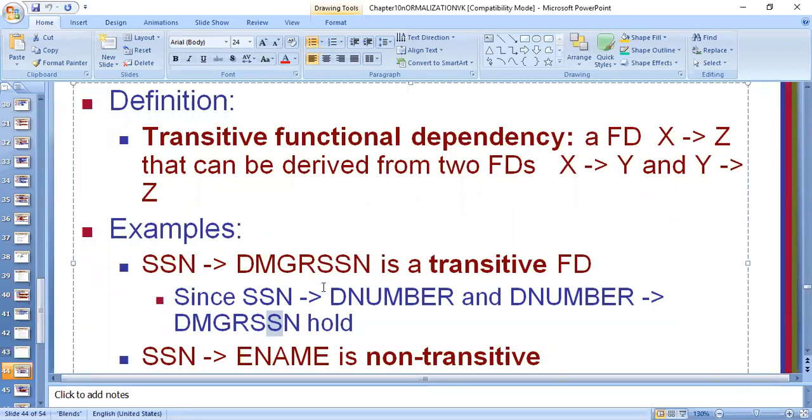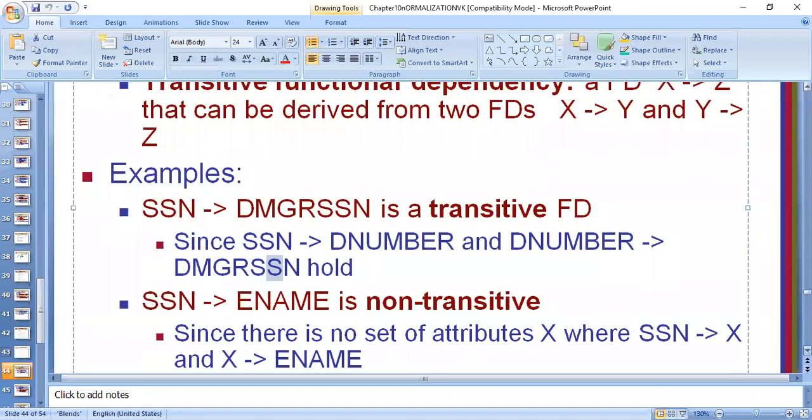So such a dependency is called transitive. Whereas a dependency like SSN determines E name is not transitive. This is non-transitive. Why? Because it is direct. There is no in-between value on which SSN depends and E name depends on that. It is not like that. Here it is a direct dependency. So this is called non-transitive. Clear? So for transitive, you have to remember this: SSN is there and then MGR SSN is there.